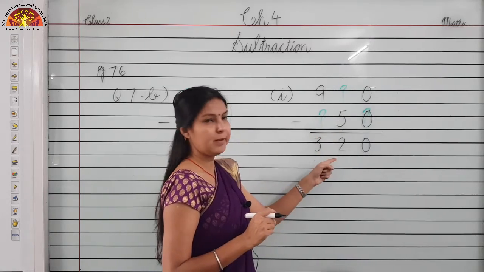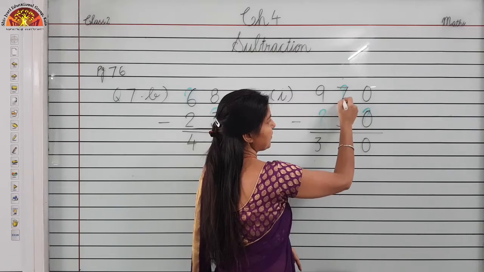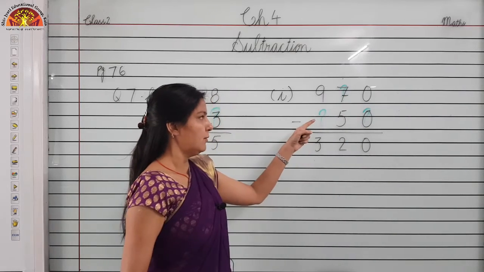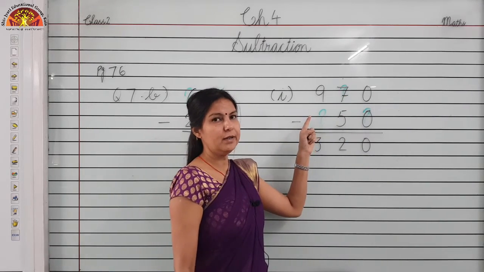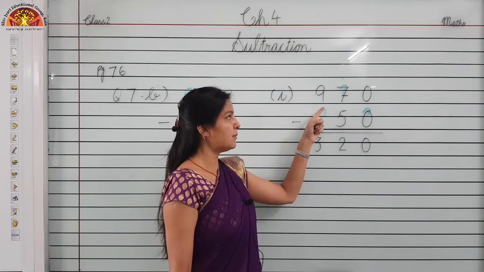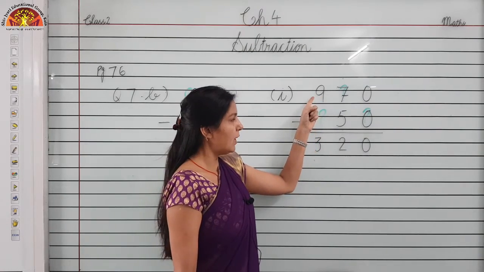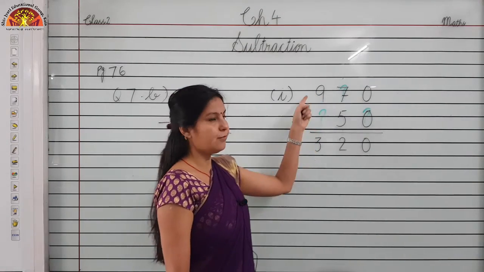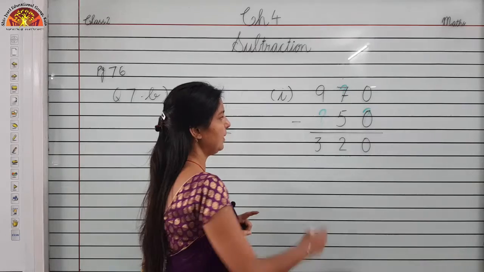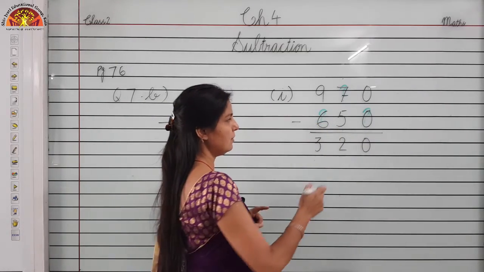So 5 plus 2 will be 7. Now which number you have to find out here? You have to find out a smaller number, because we can subtract a smaller number from a bigger number. So you have to subtract 3 from 9. It will be 6. Now you can check your sum also like this.